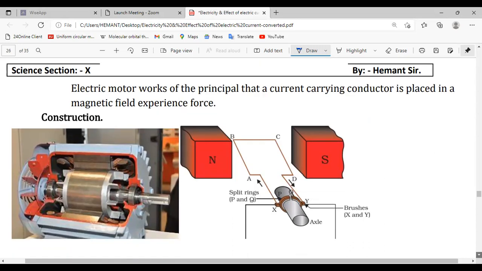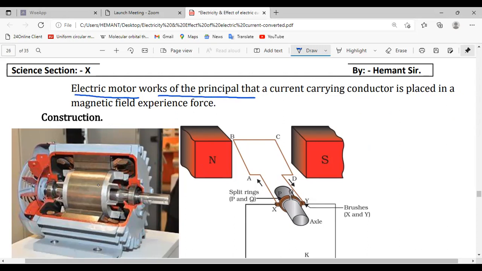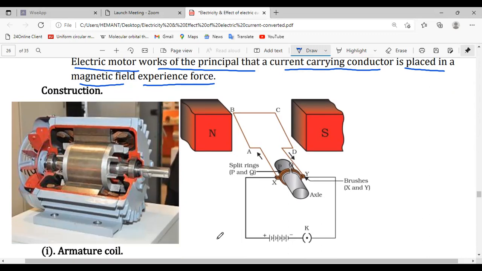As you can see right in front of your screen, this is the electric motor. The electric motor works on the principle that a current carrying conductor, when placed in a magnetic field, experiences a force. Due to that force, the electric motor works. Now we have to understand the construction of the electric motor.